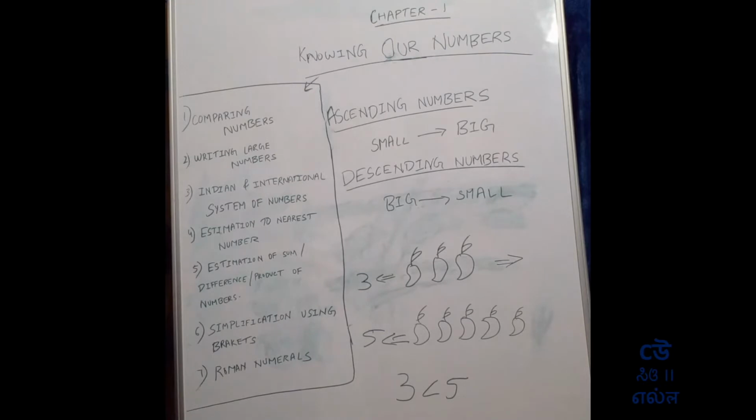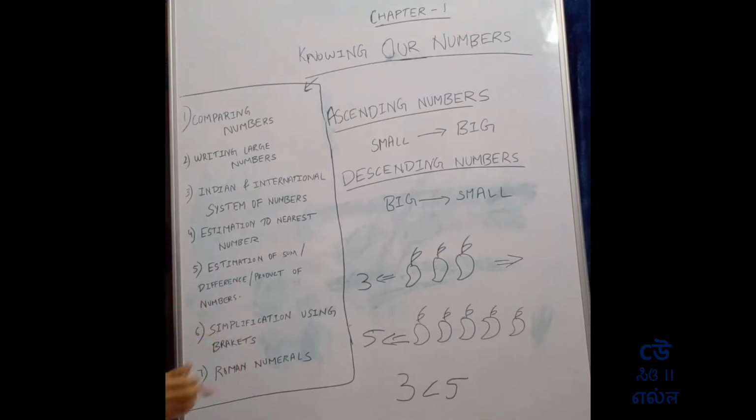In this chapter, we'll learn about numbers which have more than 5 digits in them. First is comparing the numbers. Second is writing the large numbers. Third is the Indian and international system of numbers. Fourth is estimation to the nearest number. Fifth is estimation of sum, difference and product of numbers. Sixth is simplification using brackets, and seventh is Roman numbers. These are the topics which we'll be learning by the end of the chapter.